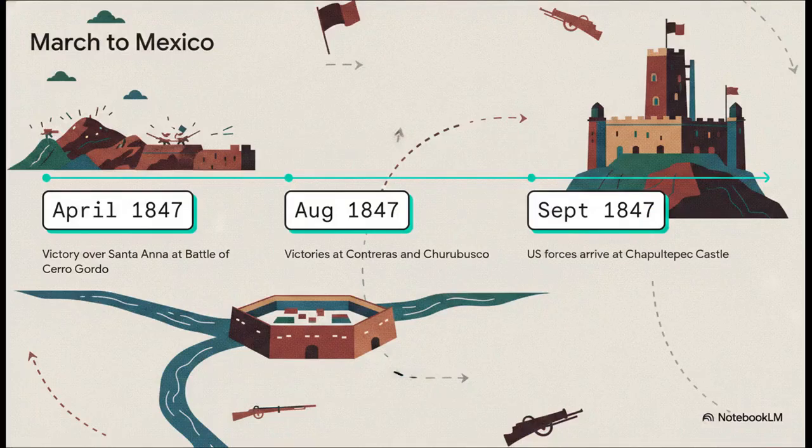From Veracruz, Scott's Army of Invasion kicked off an aggressive 265-mile inland march right toward the capital. And this was a relentless campaign. Scott consistently overcame much larger Mexican forces and incredibly tough mountainous geographic obstacles. He outflanked Santa Anna at Cerro Gordo in April, then smashed through Contreras and Churubusco in August. Finally, by September 1847, U.S. forces were standing at the very last major obstacle guarding Mexico City, the towering Chapultepec Castle.